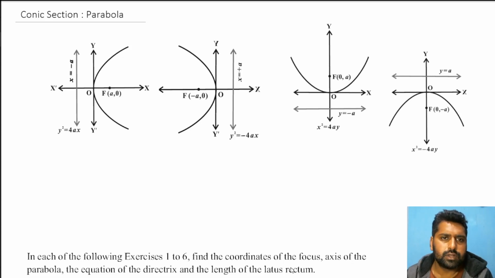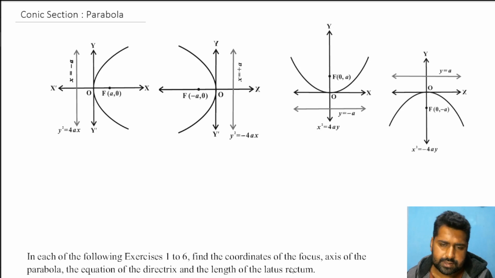In this lecture, we'll discuss conic sections. The subtopic for today will be parabola. The theory part of this, as such, is pretty long. The questions will be easier if you understand the concept.